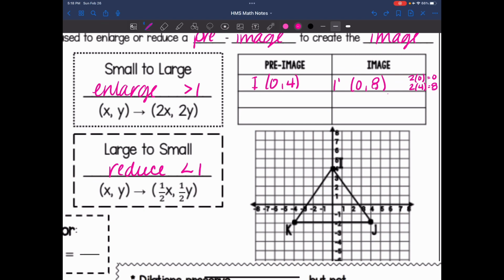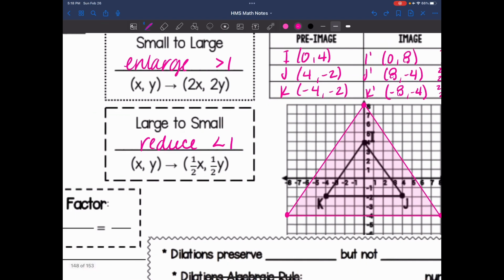So moving on with that principle, J is at 4, -2, and my image coordinates are 8, -4, which we get by doing 2 times 4 is 8, and 2 times -2 is -4. I feel like that makes sense. So go ahead and try K on your own, pull out the pre-image, and then get your image coordinates simply by multiplying your pre-image coordinates by 2. Cool. Moving on.